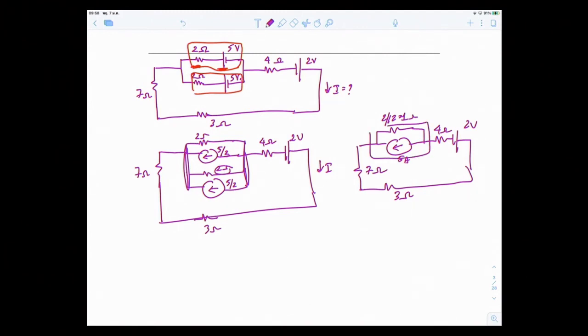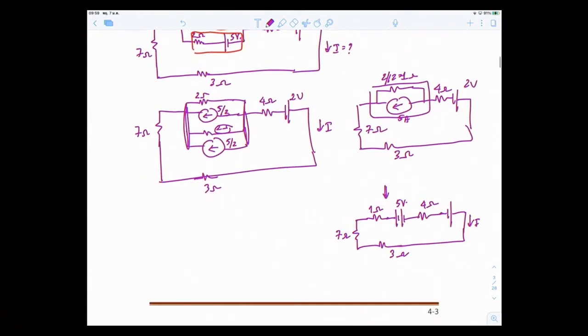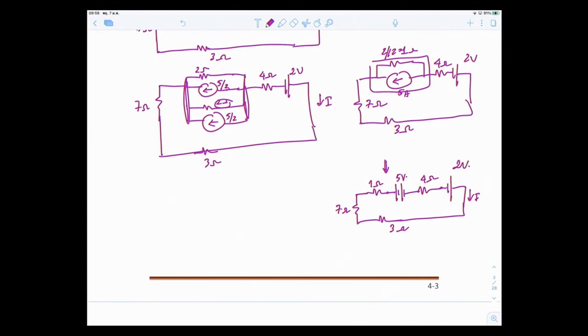I'm going to convert this into a voltage source. So I get this: my 1 ohm is now in series with my voltage source, and this becomes 5 times 1, which is 5 volts. Then there's the 7 ohms and this 3 ohms, and this is 2 volts. So you get this picture right here. I can see that I have only one loop, and I have a current I flowing like this.